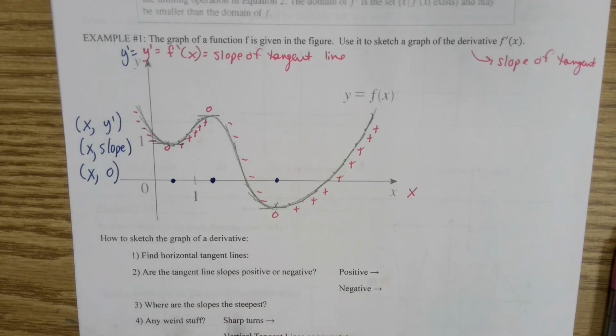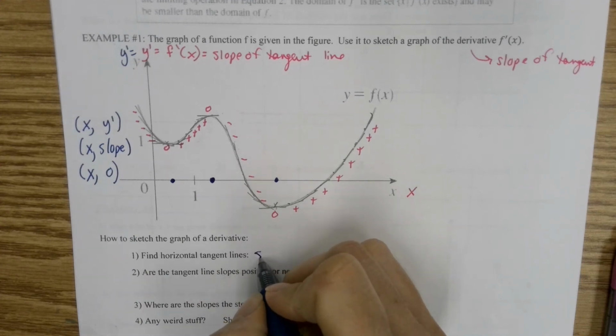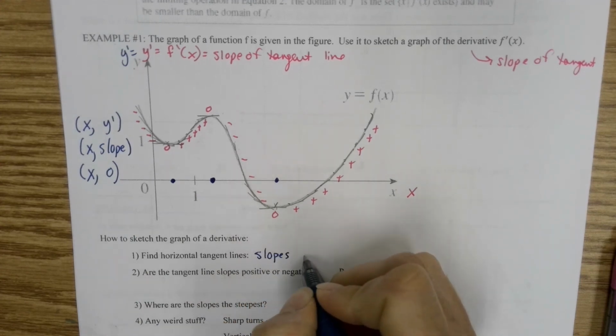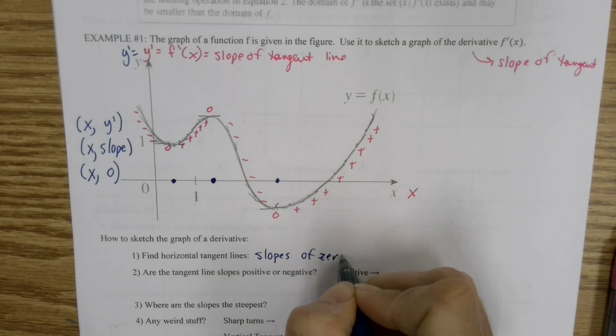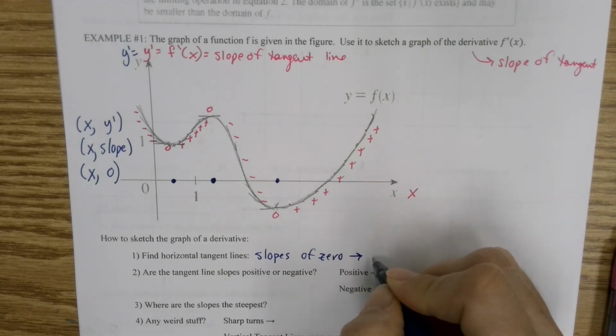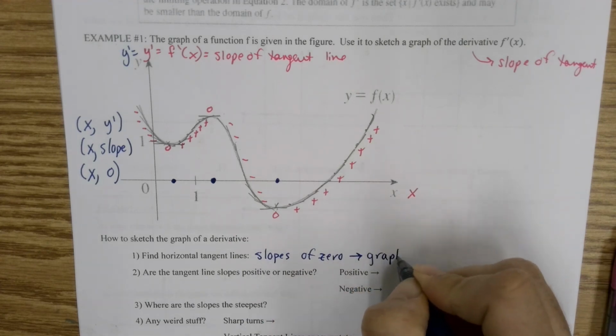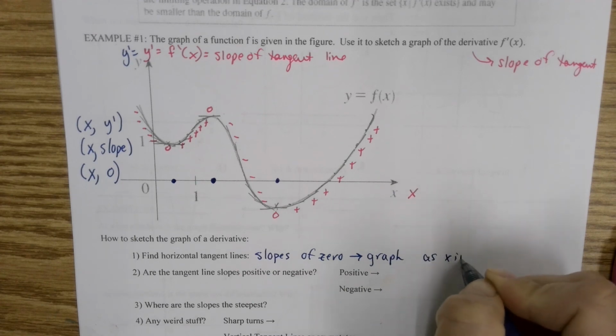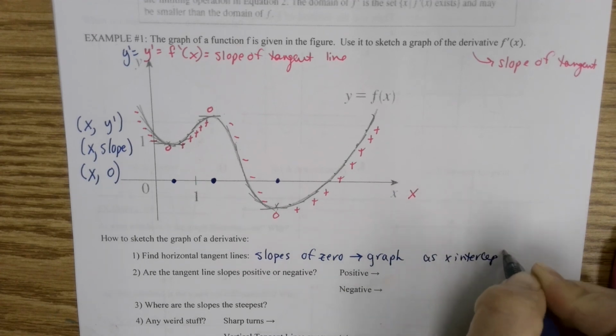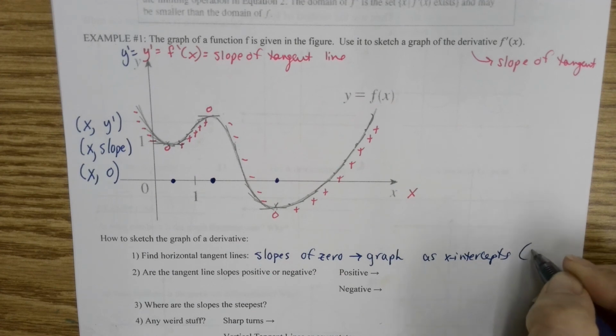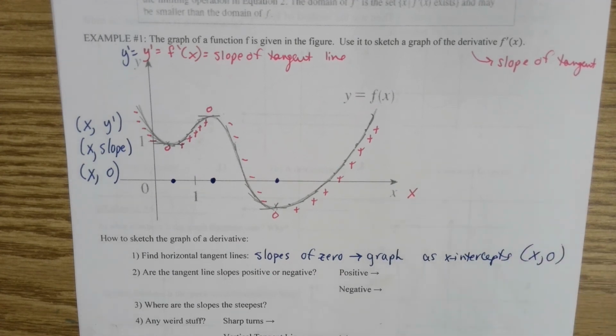So there's some steps listed underneath here. The first thing says how to sketch the graph of a derivative. Find horizontal lines because they have slopes of 0. And slopes of 0 graph as intercepts, x-intercepts. So x comma 0 for your slope.